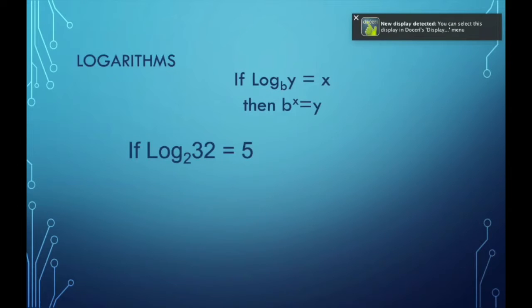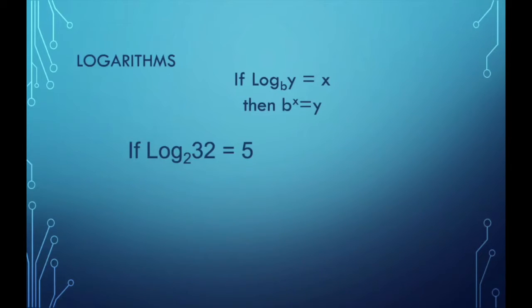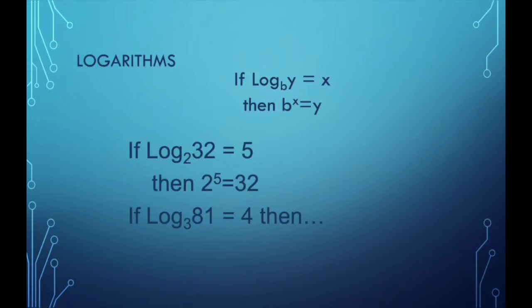All right. So if log base 2 of 32 is 5, how do I translate that? What to the what equals what? 2 to the 5 equals 32. There we go. If we have log base 3 of 81 equals 4, then what does that mean? 3 to the 4th equals 81. So we just take the base to the outside equals the inside. Questions?